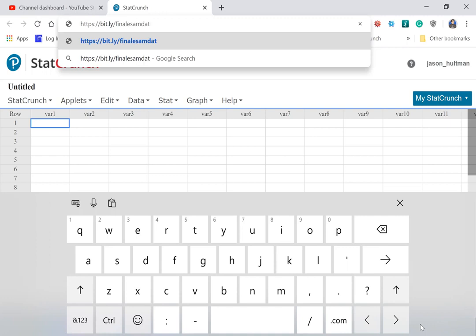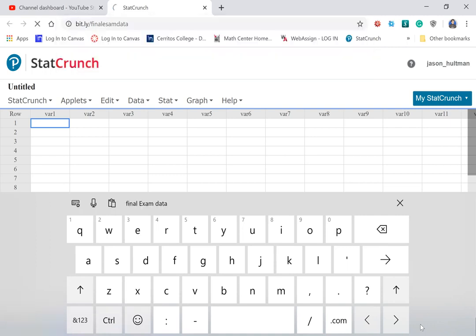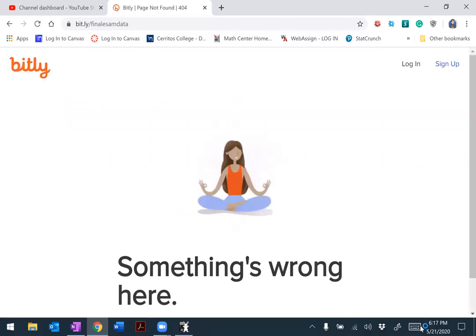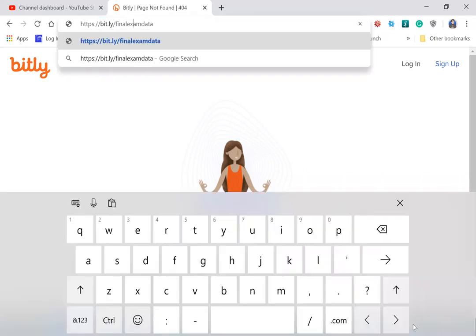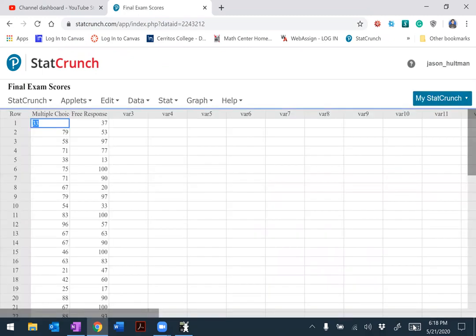Oops, I screwed up. Should be exam data, not a SAM data. Exam data, there we go, let's try that. There we go, boom. Comes up with the StatCrunch with the data that I want. Like I said, it's a lot of data. There's, I don't know, 60 pieces of data. So again, that's a lot to put in your calculator.